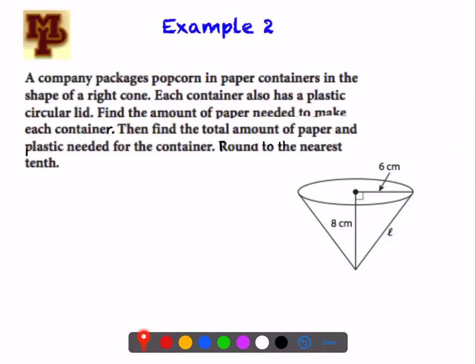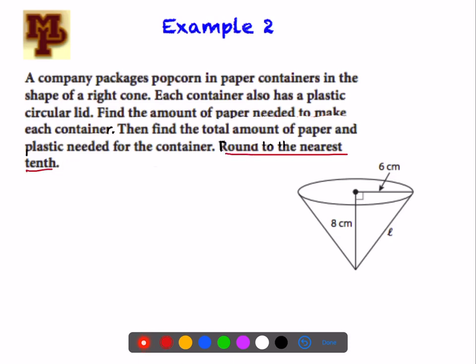Example 2. A company packages popcorn in paper containers in the shape of a right cone. Each container also has a plastic circular lid. So here's our lid here, and then here's our cone for the popcorn. Find the amount of paper needed to make each container. Then find the total amount of paper and plastic needed for the container. Round to the nearest tenth. So again, we're going to be rounding to the nearest tenth. That's important to know.